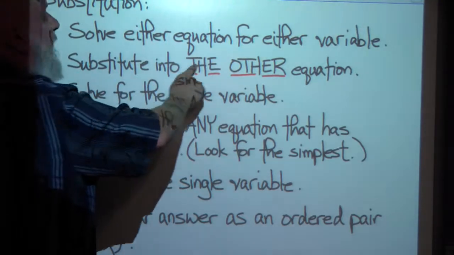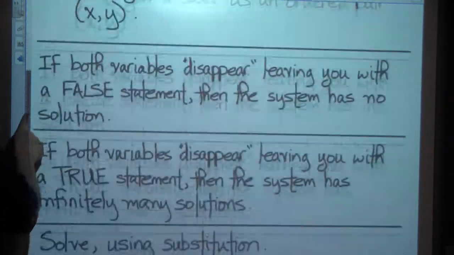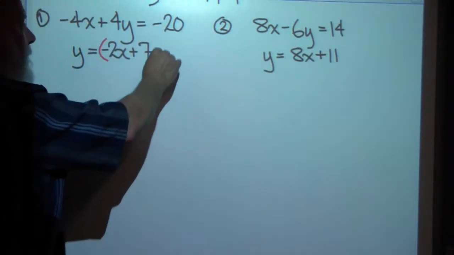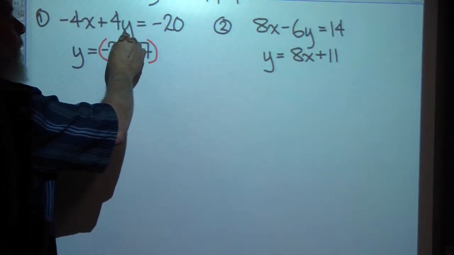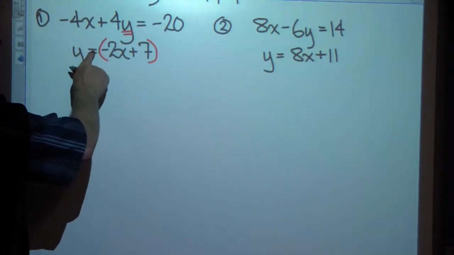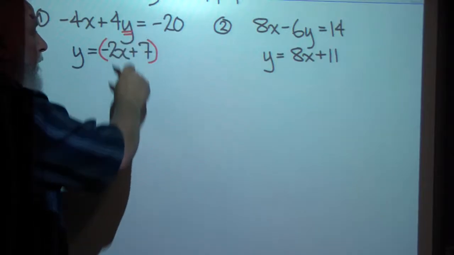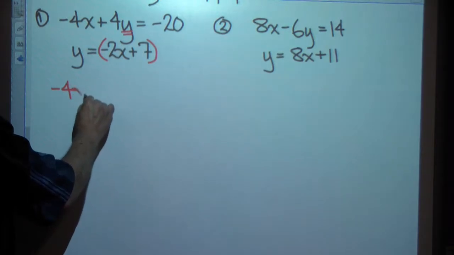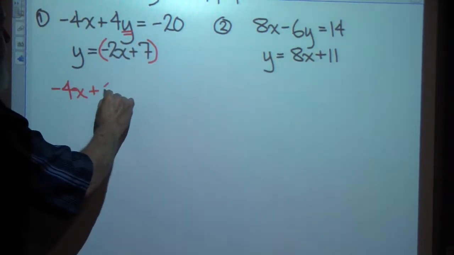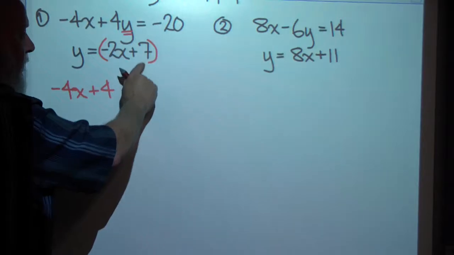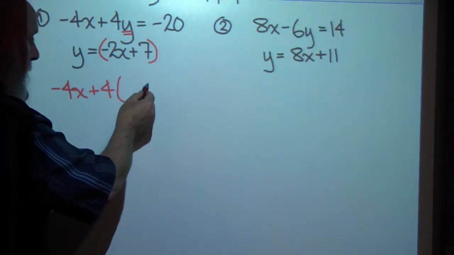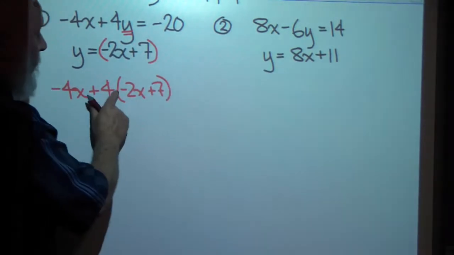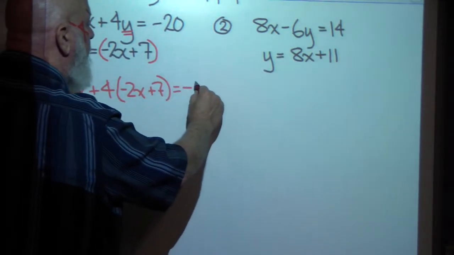Step 2 says substitute into the other equation. So what I'm going to do is, this is already solved for y. I'm going to take this and plug it into the other equation for y. Y equals this. So I'm plugging this in right here for y. Then I'll have an equation in just one variable. I have negative 4x plus 4, instead of y, I'm writing this because this is what y is equal to. In parentheses, negative 2x plus 7, is equal to negative 20.